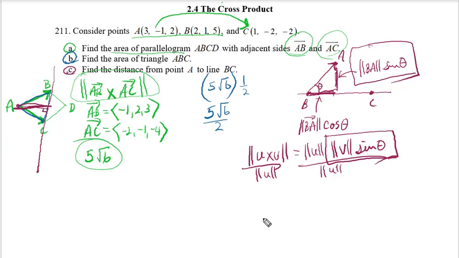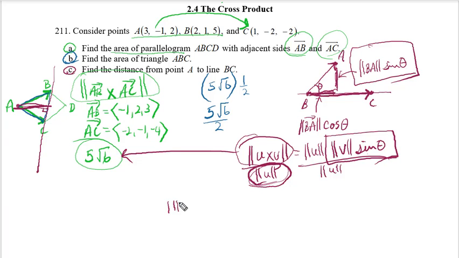Okay? And so for ours, in terms of these vectors that we have, this magnitude of u cross v, that's what we just found, and this happens to be the magnitude of BC. So we need to know the magnitude of BC.